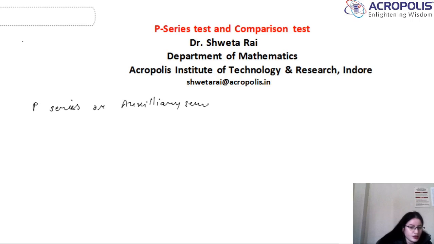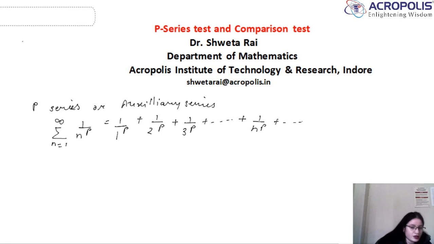A series of the form summation n equal to 1 to infinity 1 by n to the power p, or 1 divided by 1 to the power p plus 1 divided by 2 to the power p plus 1 divided by 3 to the power p, and so on. This particular type of series is called P-series or auxiliary series. In this series, if p is greater than 1, then the series is convergent.